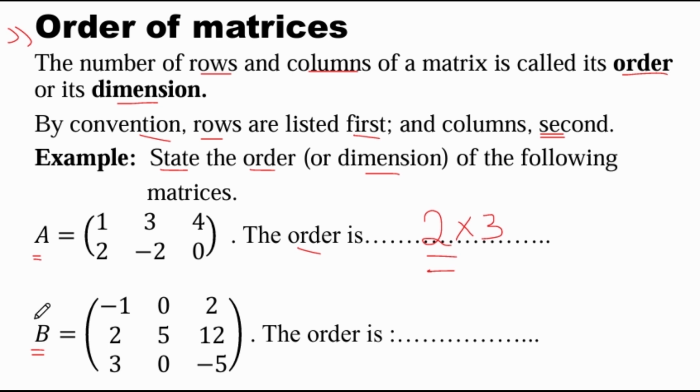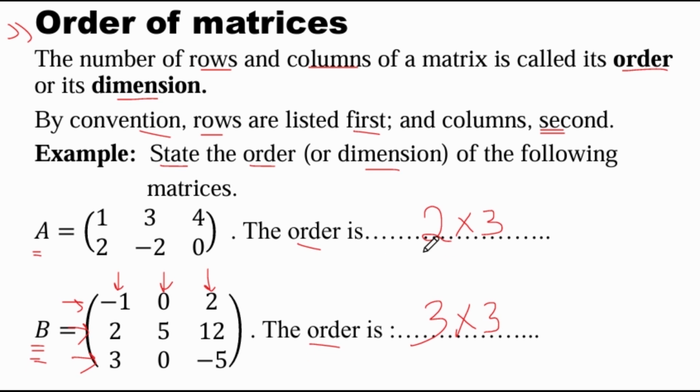Next is the matrix B, this one. Let us identify rows. We have this row, this one, and this one: 3 rows. And the columns are the first one, this one, the second column, and this third column. So this matrix has 3 rows and 3 columns, and the order is 3 by 3.